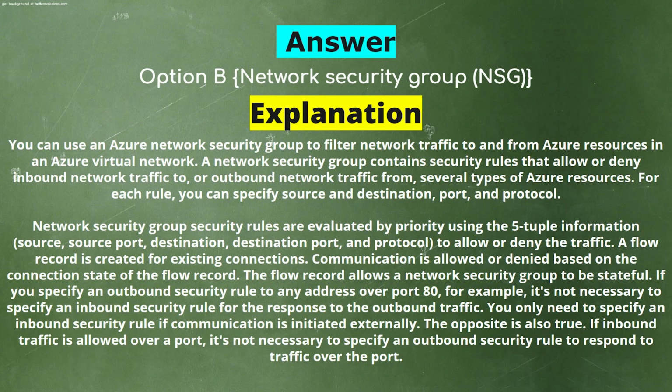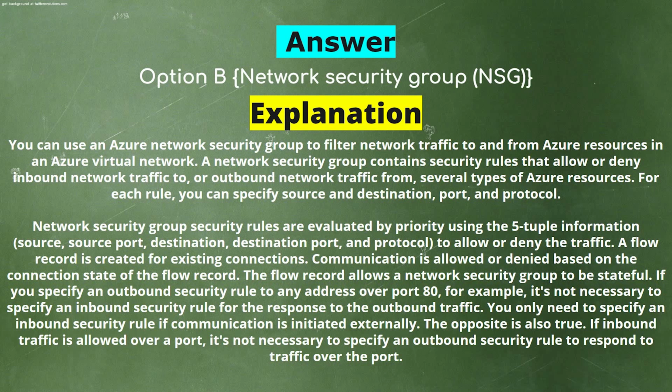A network security group contains security rules that allow or deny inbound network traffic to or outbound network traffic from several types of Azure resources. For each rule, you can specify source and destination, port, and protocol. Network security group security rules are evaluated by priority using the 5-tuple information: source, source port, destination, destination port, and protocol to allow or deny the traffic.